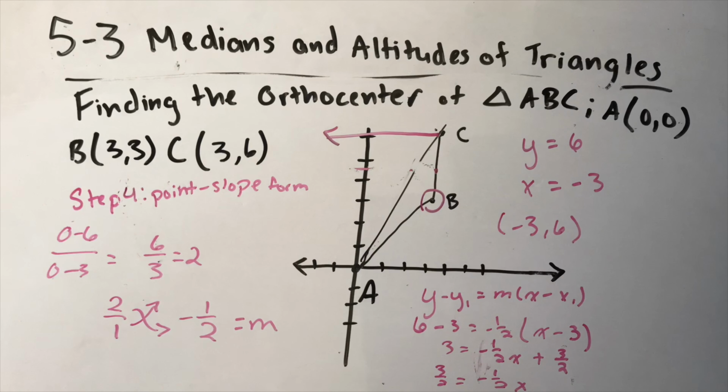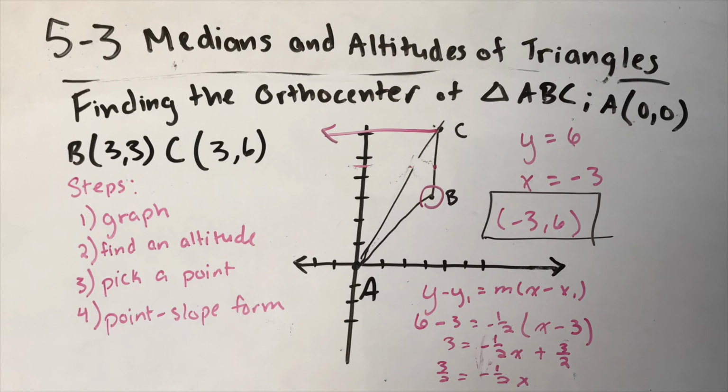So now we know that the coordinates of our orthocenter is -3, 6. So in conclusion, there are 4 steps in finding the orthocenter. Step 1, graph the triangle. Step 2, find an altitude. Step 3, pick a point. And lastly, step 4, point slope form.